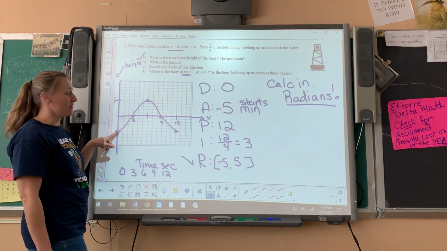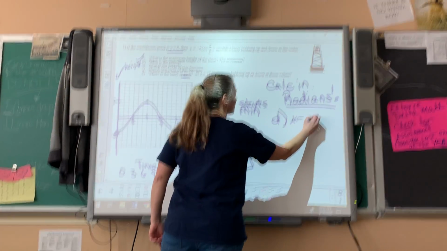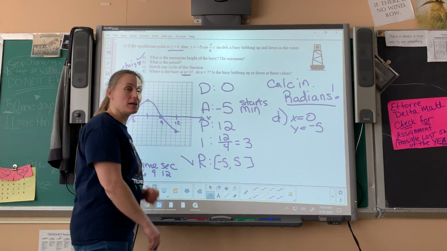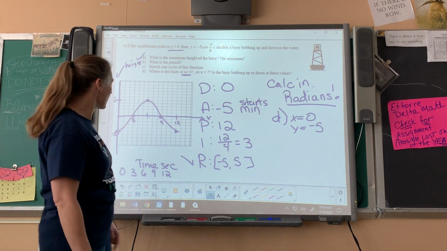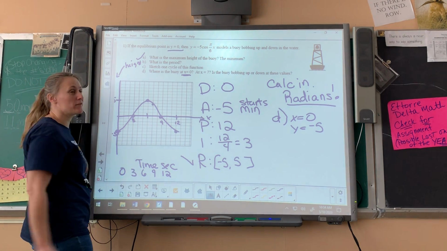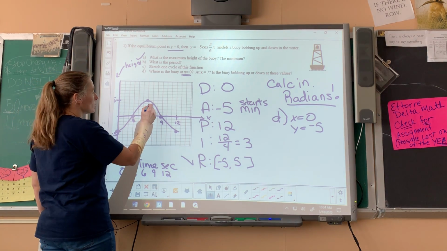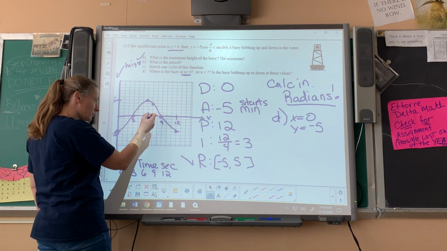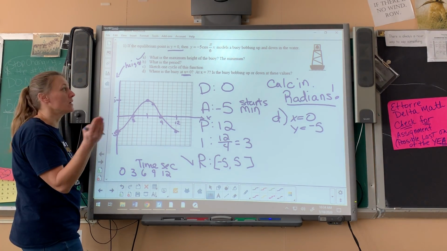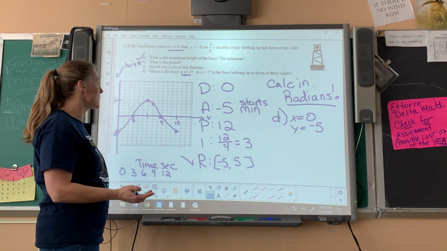So it's at -5, so this is D. When X is 0, Y is -5. So it's at the min, that's what we're asking. At 7, now a 7 is a little hard because this is 6, this is 7. My graph is not accurate here. So what do we do? I plug it in. You put 7 into your calculator, make sure your calculator's in radians.